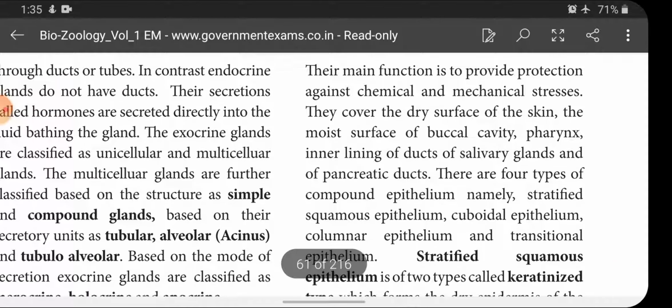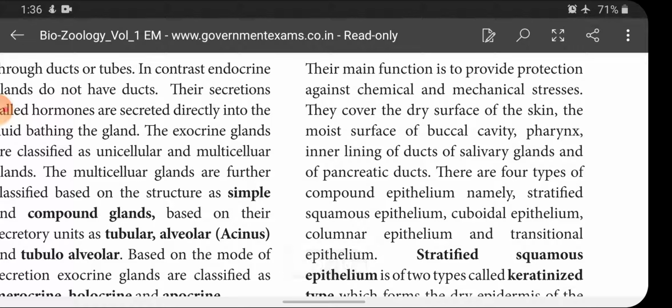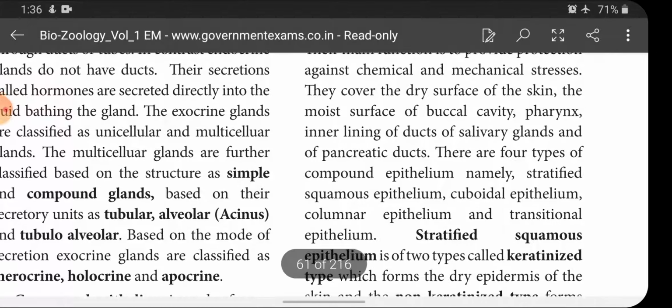Their main function is to provide protection against chemical and mechanical stresses. They cover the dry surface of the skin, the moist surface of the buccal cavity, pharynx, and the inner lining of ducts of salivary glands and of the pancreatic duct. There are four types of compound epithelium, namely stratified squamous epithelium, cuboidal epithelium, columnar epithelium, and transitional epithelium.